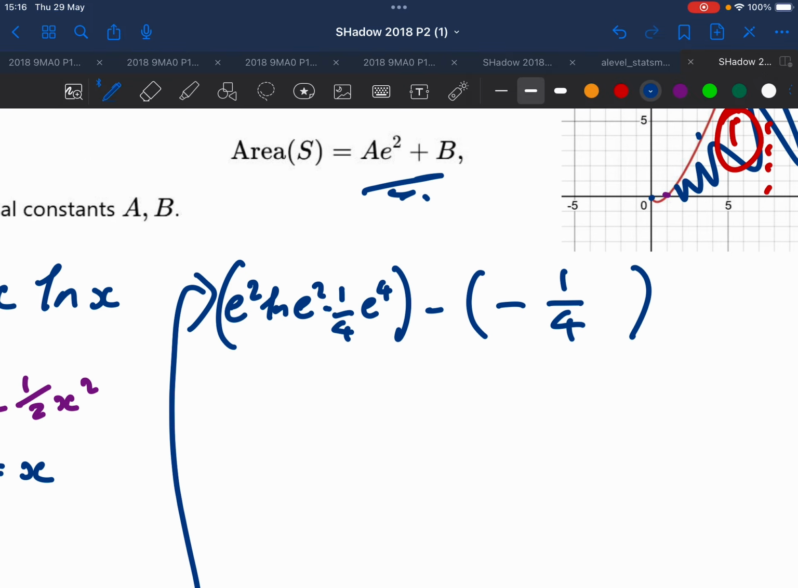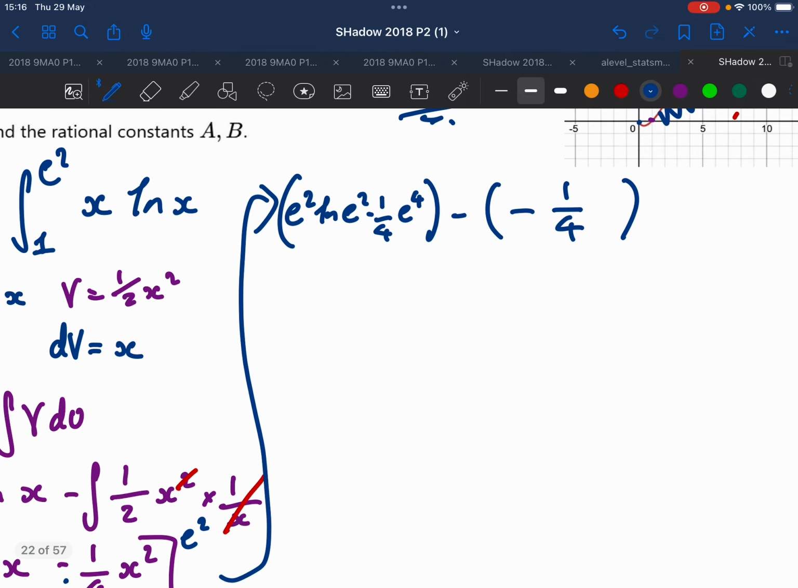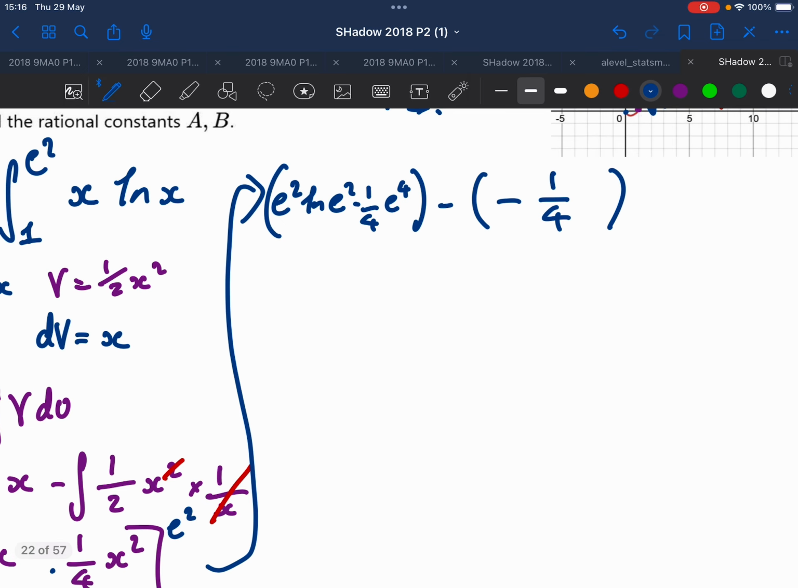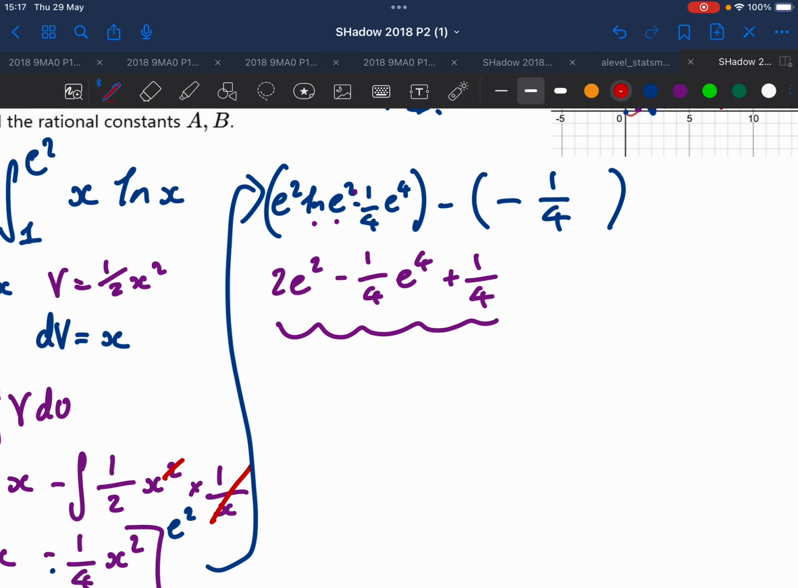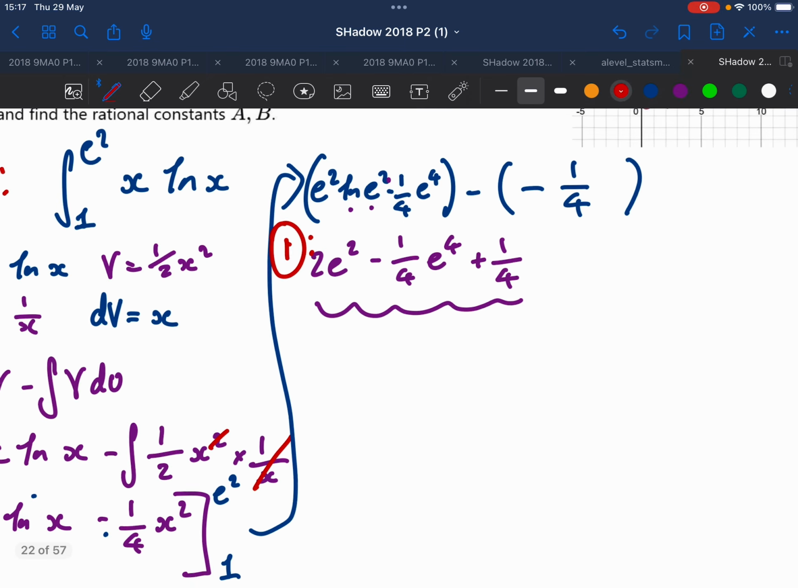So just keep an eye on the show. I'm not quite sure that our question generator can handle the complexity of this question, so I'm not 100% expecting it to be in that form. So natural log of e squared, because natural log and e cancel out, that's just 2. Okay, so this is going to become 2e squared minus a quarter e to the 4. And then there's a double negative, plus a quarter. So I think that's what my area for number 1 is going to become.